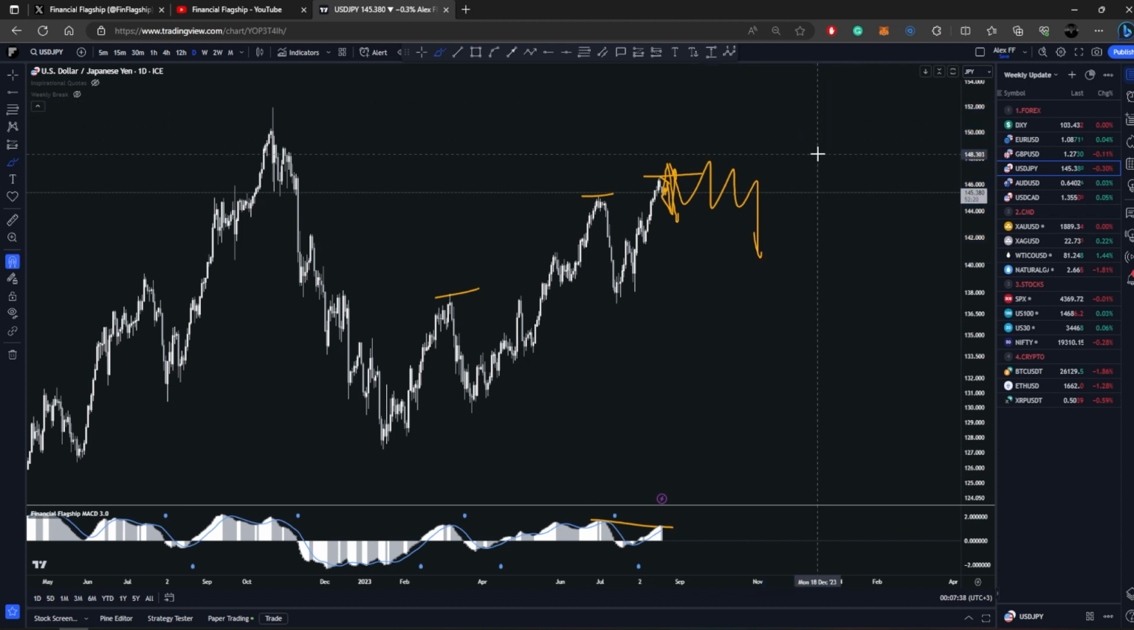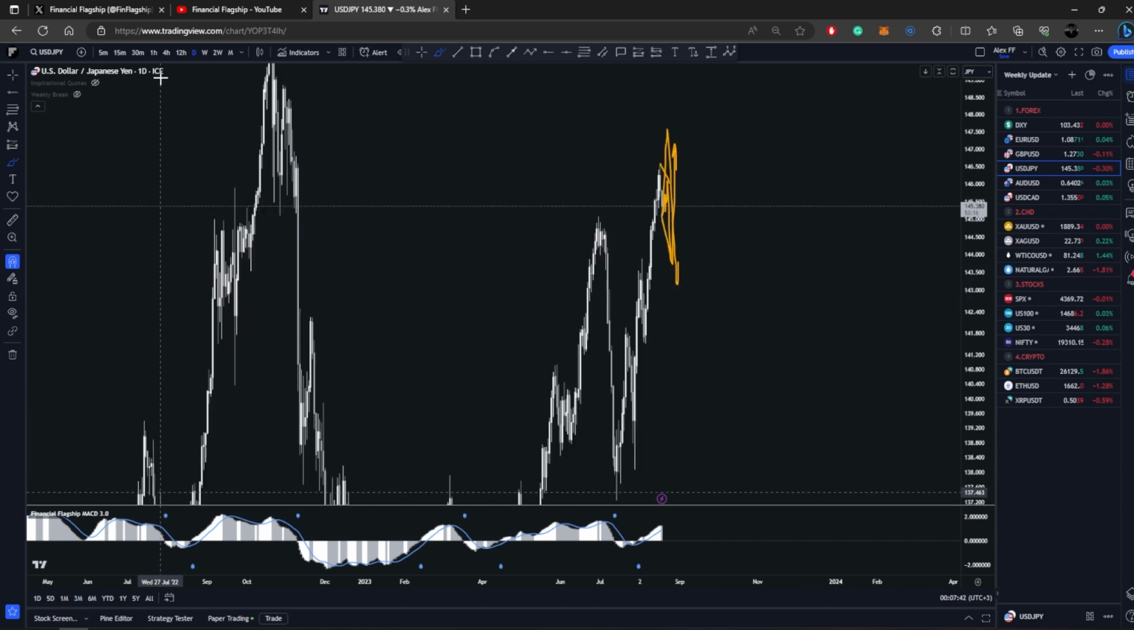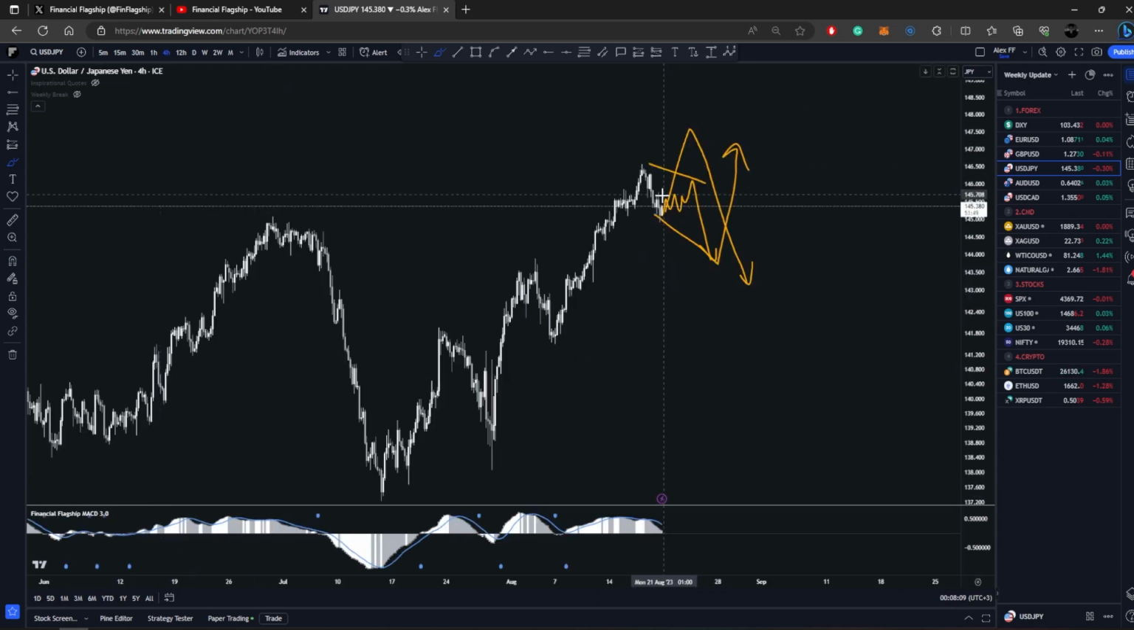Okay, so let's be patient a bit. That's why on the 4 hours I'm a bit skeptical with the buy setups. So let the price finish what it is doing, and then we'll see what our options will be in the next week.